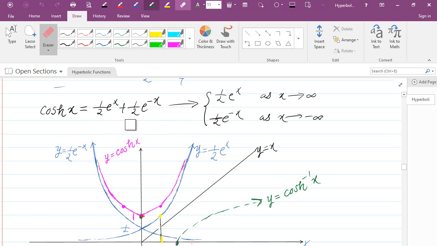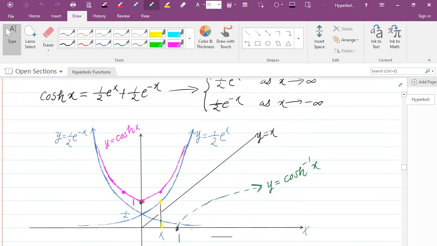Let me first point out two facts. One is when x is big, then notice that e to the negative x is small. So the graph of hyperbolic cosine would be approximately half e to the x. And when x is large negative, e to the x would be close to 0, and so hyperbolic cosine of x would be close to half e to the negative x when x is large negative.